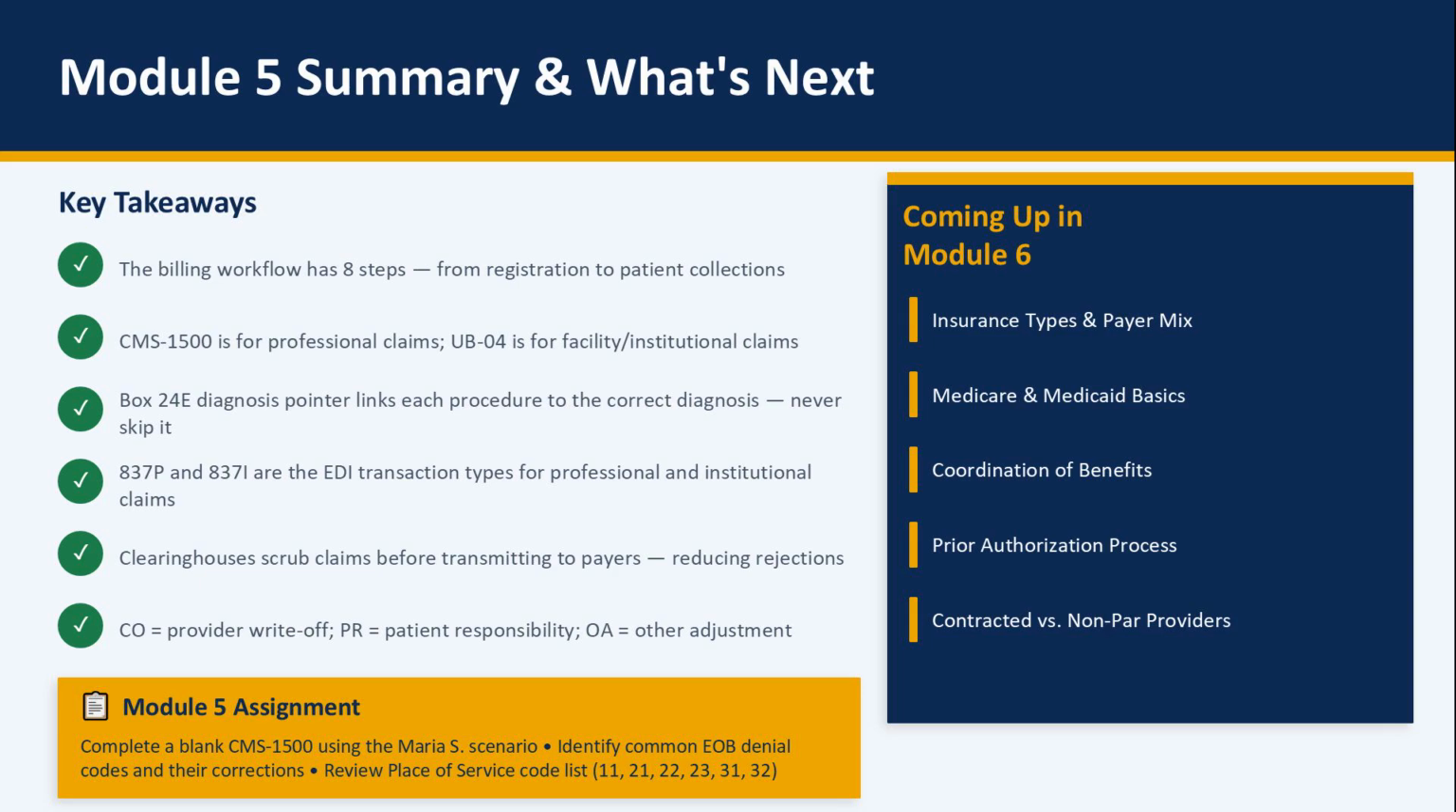For your Module 5 assignment, complete a blank CMS 1500 form using the Maria S. scenario from today's practice case. Identify common EOB denial codes and what action they require. And review the place of service code list, especially codes 11, 21, 22, 23, 31, and 32, because those appear frequently on the exam. Module 6 is next.